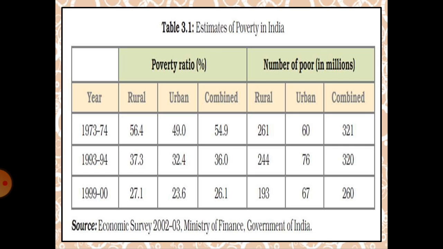And the number of poor people in rural areas in the year 1973-74 is 261, in 1993-94 it is 244, and in 1999 it is 193. You can find it is reducing. Similarly, in the urban areas, in 73 it is 60, in 93 it is 76, and in the year 1999 it is 67. Initially it was very small, then it has increased in the urban areas based on the poorer condition of the people.